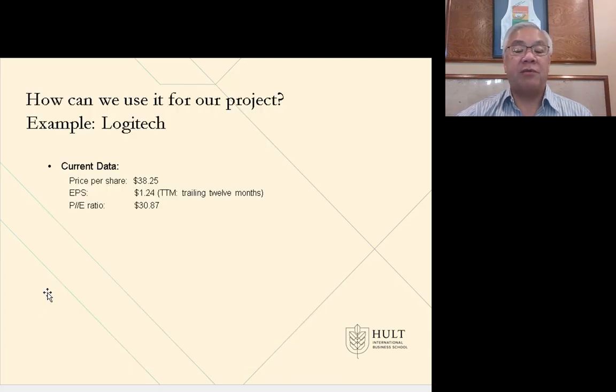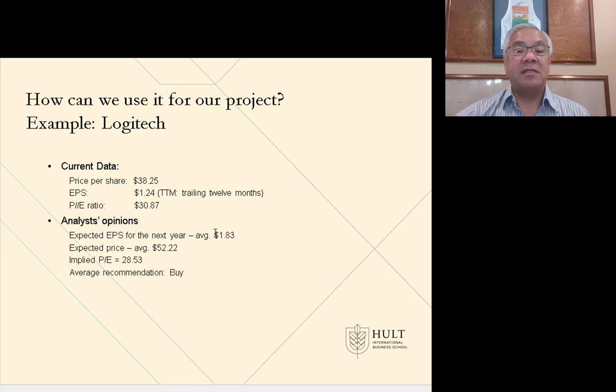So how can we use this for the project? So the current price, as we just saw, 38, EPS of $1.24, and that has a notation of TTM, which stands for trailing 12 months, and the PE ratio of 30.87. Analyst opinions are averaging about $1.83 for the EPS, and average expected stock price is 52, which implies a PE ratio, when you divide price by earnings, of 28.53, and the average recommendation is to buy.